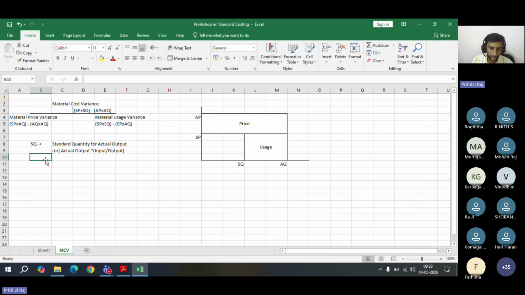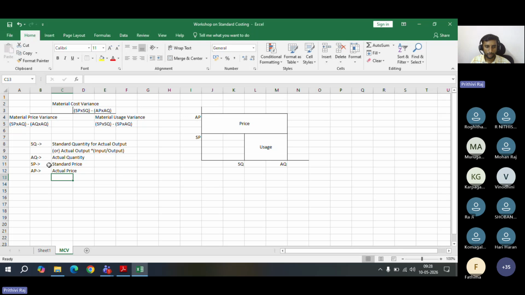Okay. And next is AQ. AQ is nothing but actual quantity consumed. These are not purchased quantity, these are all consumption quantity. Then what is SP? Standard price. AP, actual price.